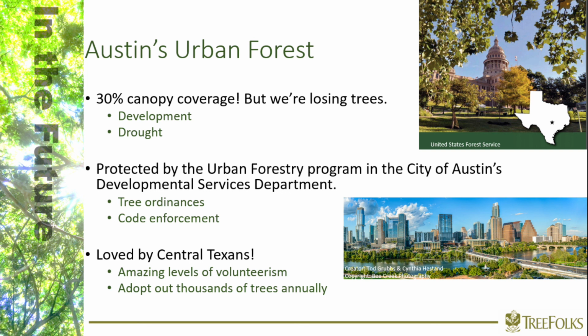Even with all these protections, Austin is still losing trees as development and drought continue to threaten our forests. We have about 30% canopy coverage now, but our canopy is aging, and there are no replacements growing under them. The city of Austin does what they can to protect the urban forest, and the urban forestry program is very active within the Development Services Department.